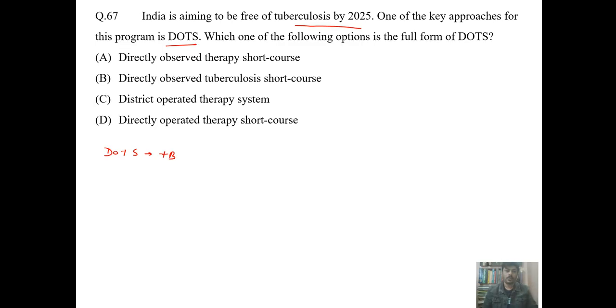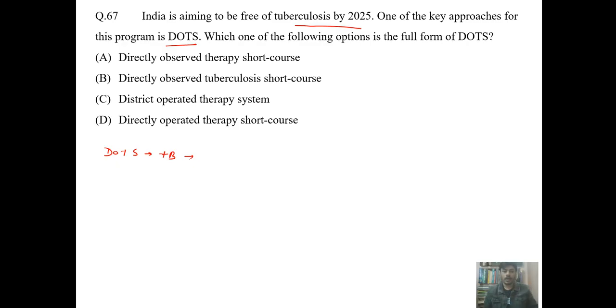and primarily it focuses on three approaches. One is giving the TB medicines. Secondly, it is focused on watching the patients closely to take the medicines, and number three, it is using a short course drug treatment.